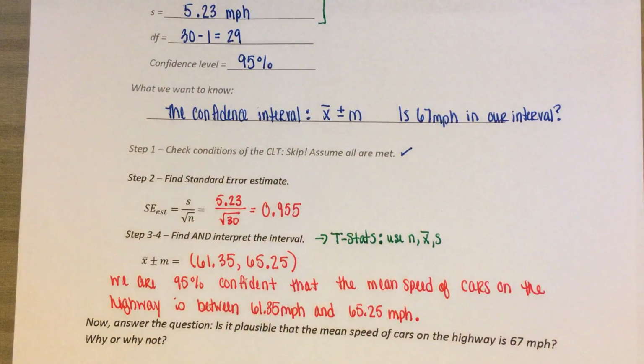65.25. Again, we're going into our T-stats, one sample with summary. We enter our mean, our standard deviation, and our sample size. Make sure you're getting the appropriate values in the appropriate spots.